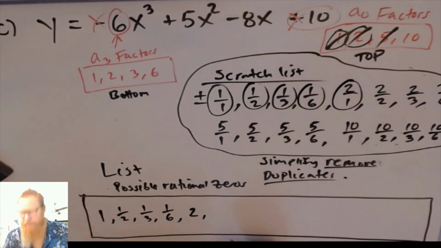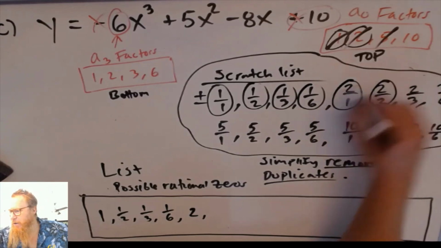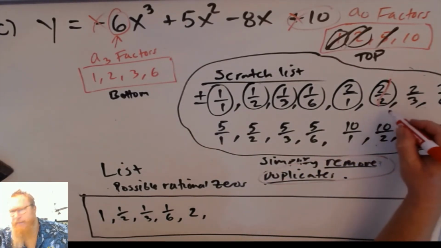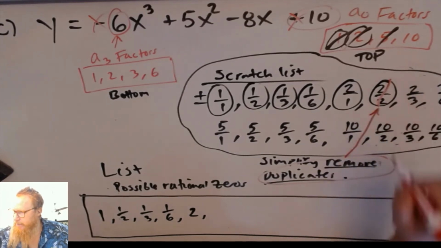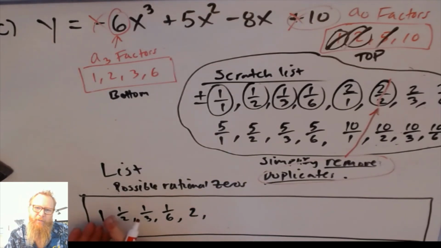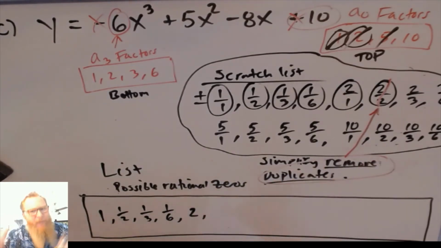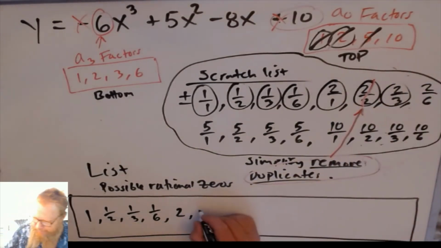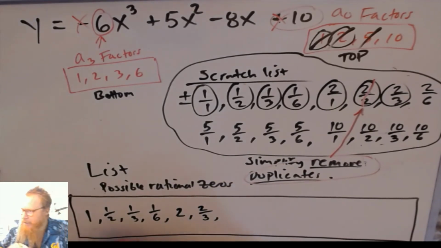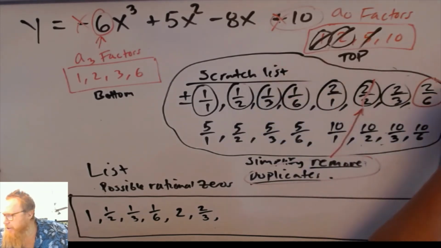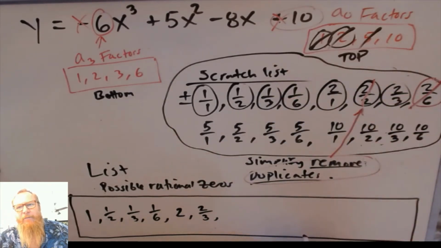2 over 1 is 2. All right. 2 over 2 is 1. That's a duplicate. So remove it. Well, now, I don't mean remove it from the list. Just don't put it in the list. Remove it from your scratch work here. All right. 2/3. That's new. 2/6. 2/6 is the same as 1/3. So that's a duplicate. Got to get rid of that one.